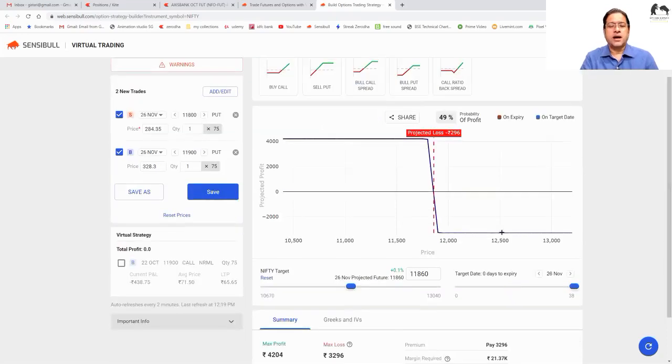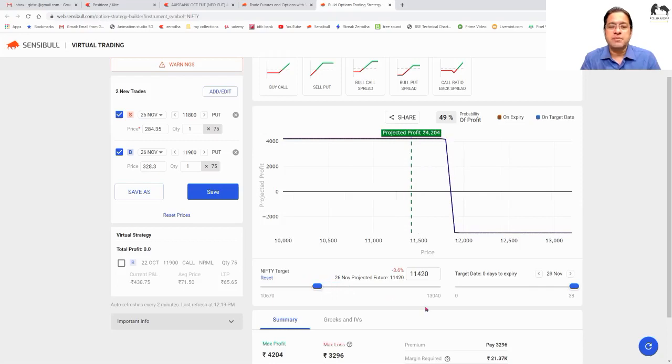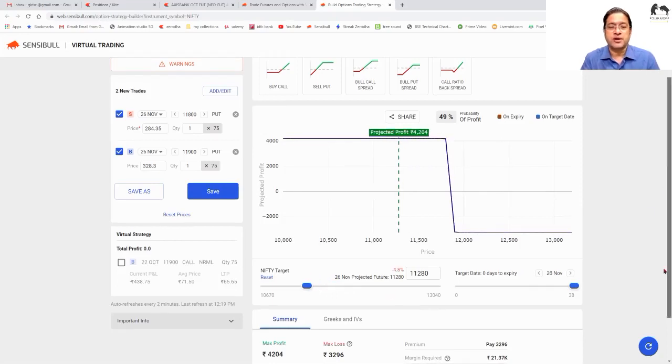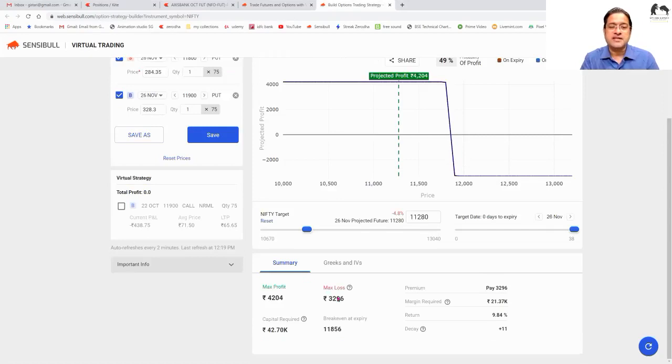Now my view is definitely bearish from wherever I'm standing currently. If I feel that it will close below 11,820, then obviously I'll make my maximum profit of about 4,204. As of now, my max loss is about 3296. What's the premium? Actually, this is the premium I have received.